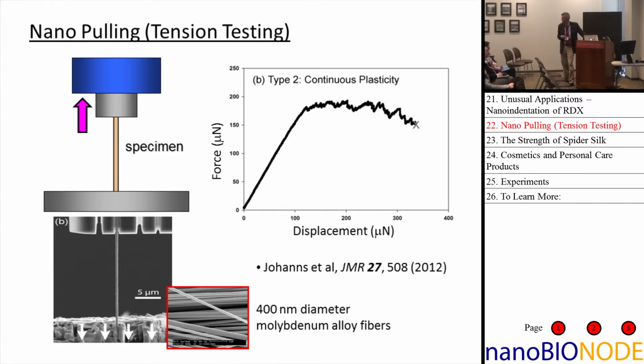I'm about done. This is some work that we did looking at a 400 nanometer diameter moly fiber. If all you do in pulling is take your nano indenter and turn it around, just reverse the currents in the coils, and things pull rather than push. And if you got ways to mount these things up, you can do little tensile tests, which we've done there.